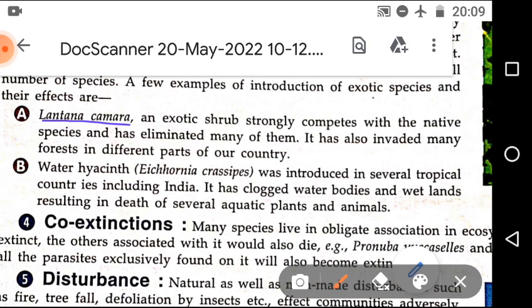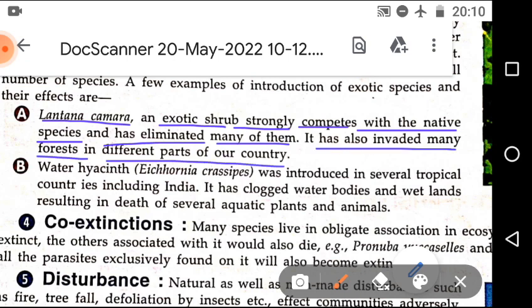So it is an exotic shrub that strongly competes with the native species and has eliminated many of them. The normal species of plants are reduced due to the introduction of Lantana camara. It has also invaded many forests in different parts of our country. You can see Lantana camara beside our college campus. It grows in any environment, dry soil, wet soil. It has adapted to that particular soil. That's why we say invasive species, right?